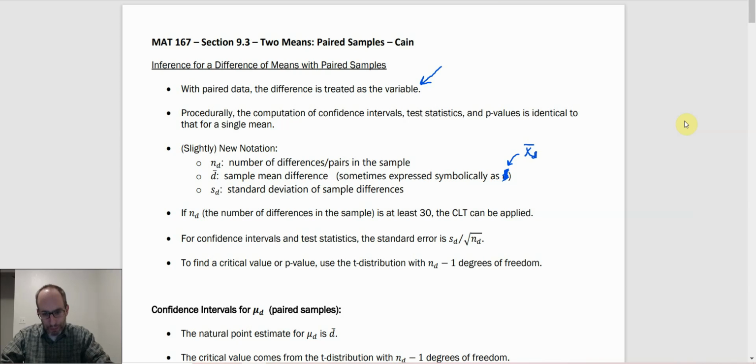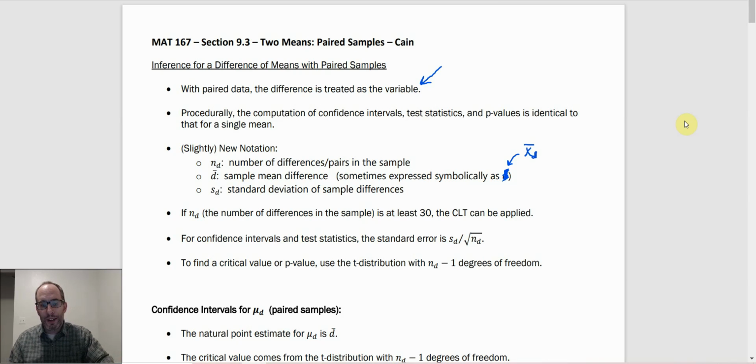All right, if we're treating the difference like it's the variable, then the number of differences is our sample size. So if N sub D is at least 30, you can apply the central limit theorem. If it's a little too small, you take a look at a histogram to see if the sample values look normally distributed, and from there we might be able to assume normality. Or you would just have to blindly assume the population's normal if N sub D is really little, like 6 or 8 or something.